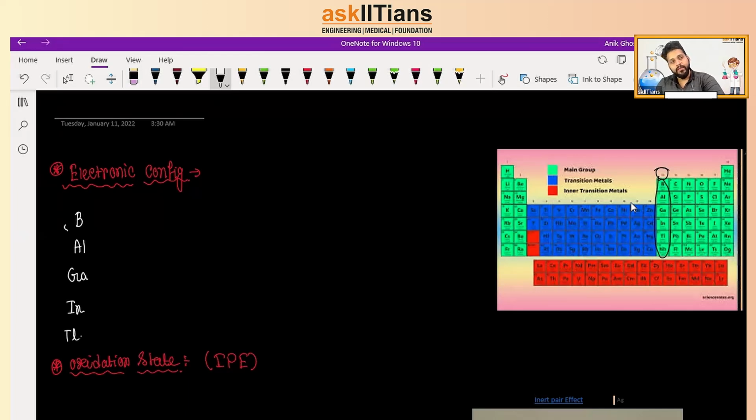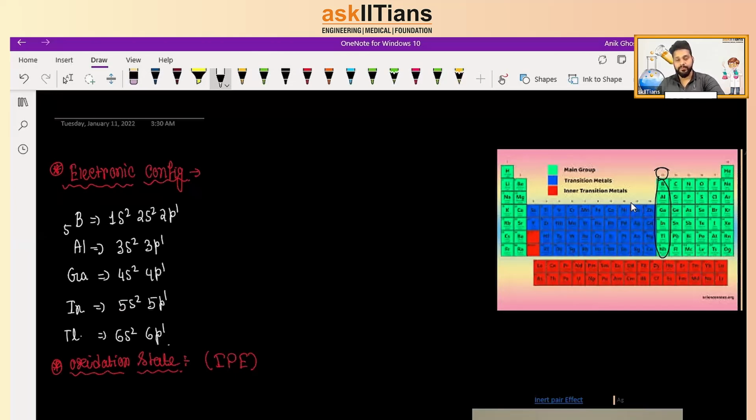Now, boron's atomic number is 5, so the electronic configuration goes like 1s2, 2s2, 2p1. Similarly, aluminium's electronic configuration goes like 3s2, 3p1. Gallium's would go like 4s2, 4p1, because we are just increasing the shell one by one. Indium 5s2, 5p1, and thallium would be 6s2, 6p1. Correct? Now, if I have to make a generalized electronic configuration, I can write ns2, np1. This is the electronic configuration of all the group 13 elements.